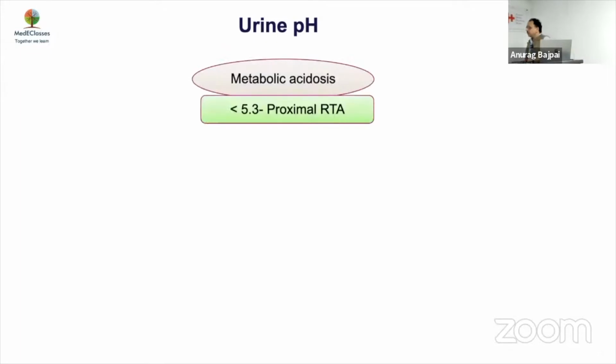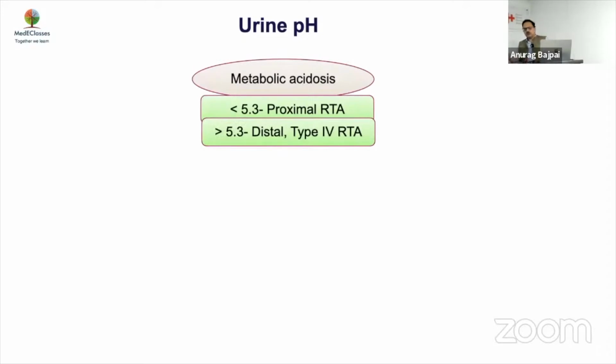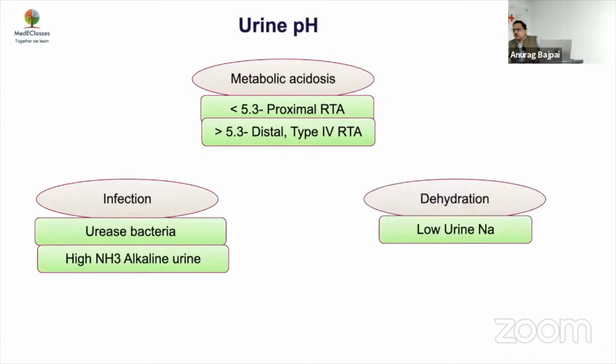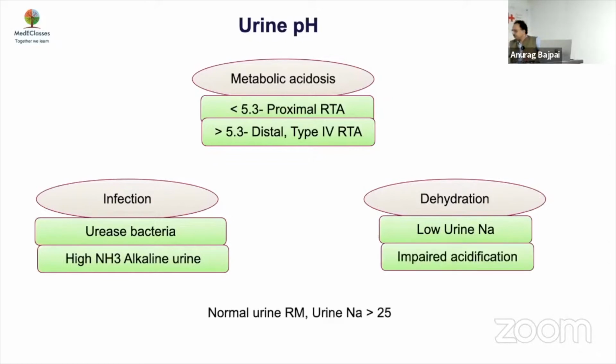So in metabolic acidosis, if your urinary pH is less than 5.3, it is proximal, which is a normal response. If it's more than 5.3, this will be distal or rarely type 4 RTA. If you have infection, what will happen to urinary pH? In that case, it can become alkaline, because we discussed the urease-producing bacteria can cause high ammonia and alkaline urine, even if it is not an acidification defect. So whenever you're looking at urinary pH, you have to exclude two things. One is UTI, the second is dehydration, because that will also cause the same picture. So you need to have a normal urine routine, and urinary sodium should be more than 25 in that setting.